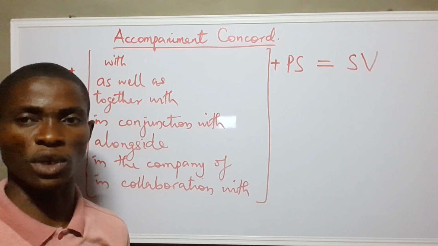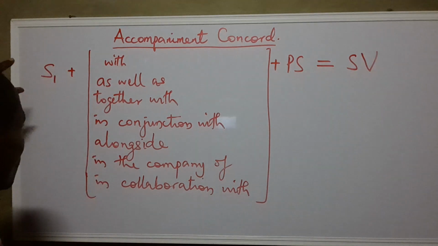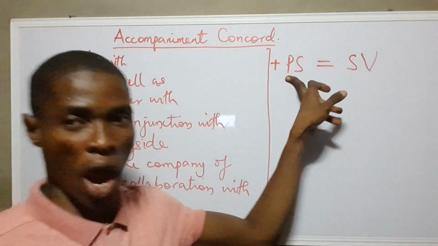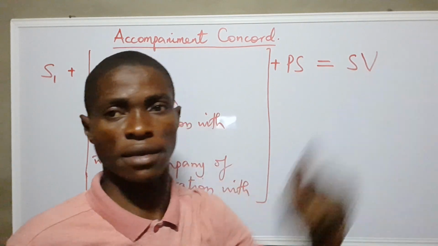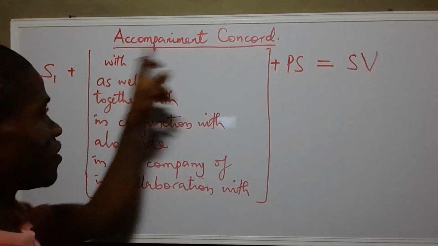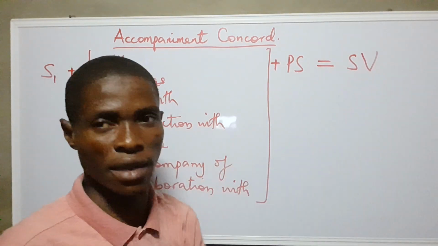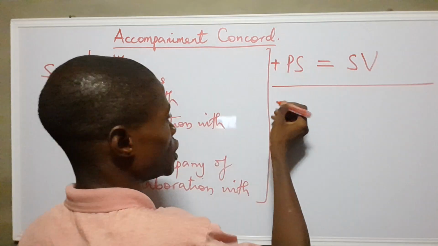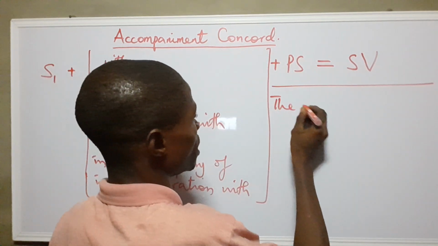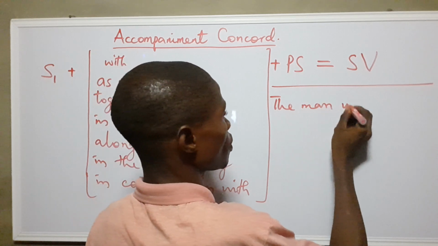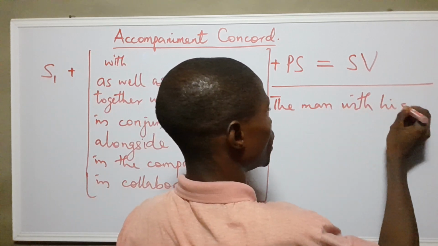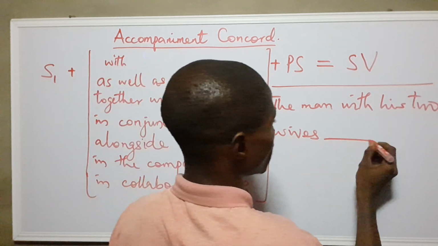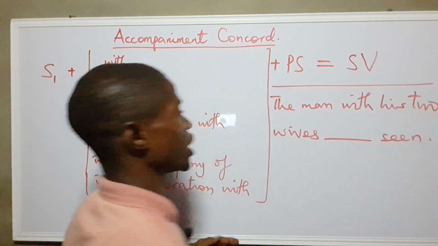Now, let's consider the following examples. If you say, the man with his two wives dash sin. The man with his two wives dash sin. I believe that one is pretty simple. To identify this answer, we just say the man with his two wives dash sin.